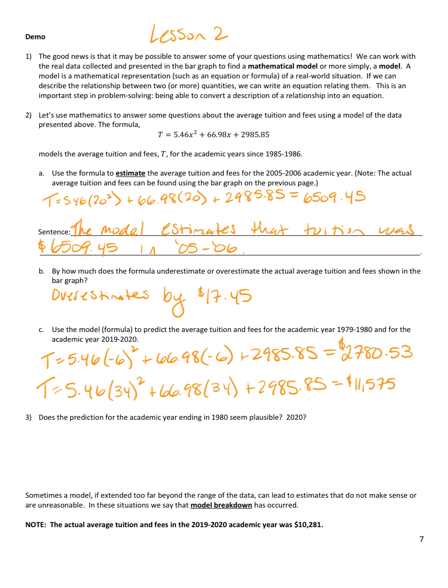Okay. So do those values seem plausible? I think so, yeah. But sometimes a model, if we extend it too far beyond the range of the data, can lead to estimates that don't make sense or are unreasonable. In that situation, we say that model breakdown has occurred. And that may be the case here because actual average tuition and fees for 2019-2020 was $10,281. So we're really starting to overestimate if we continue to use the model.